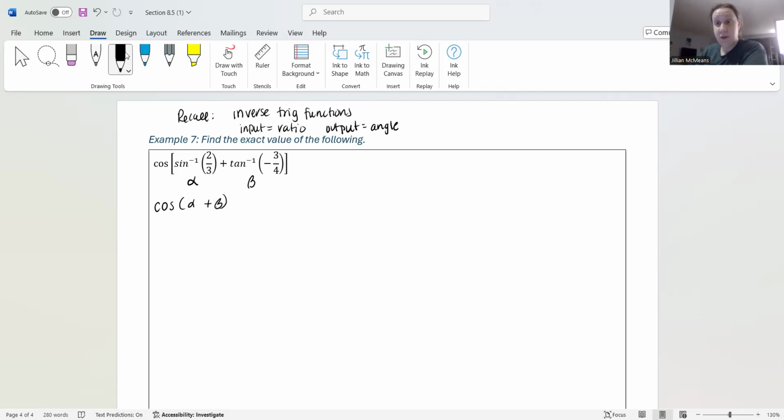Now, in case you have forgotten, let's go ahead and fill in our formula. If we have cosine of alpha plus beta, it is cosine alpha times cosine beta minus sine alpha sine beta. Okay, so that's the formula that we ultimately need to use, but we have to find values for cosine alpha, cosine beta, sine alpha, and sine beta.